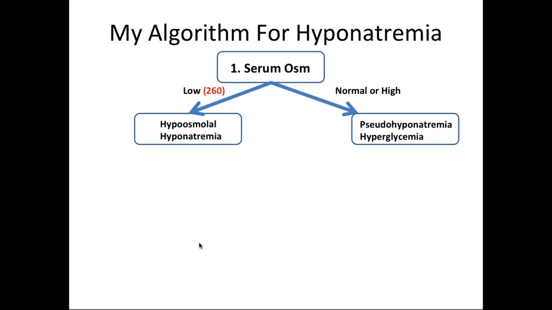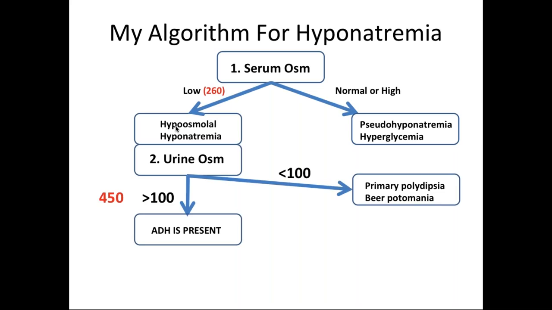As I look at hyponatremia, the first thing I evaluate is the serum osmolarity. In this case, the serum osmolarity is low at 260. If it is normal or high, then you have to evaluate the person for pseudohyponatremia or hyperglycemia. If, as in this case, the serum osmolarity is low, then you have hypoosmolar hyponatremia.